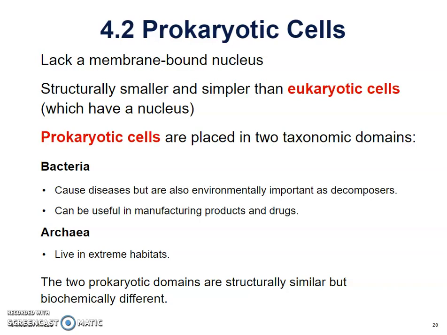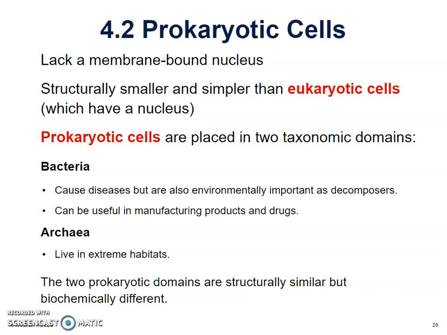Prokaryotic cells can be divided into two taxonomic domains, bacteria and archaea. Bacteria cause disease, but they're also environmentally important. They're used to break down matter, to recycle things. We even need bacteria in our bodies. We have the E. coli bacteria in our colon right now helping us digest lunch or whatever meal we just ate. Right? They are very, very important. And they can be very useful in manufacturing products and drugs.